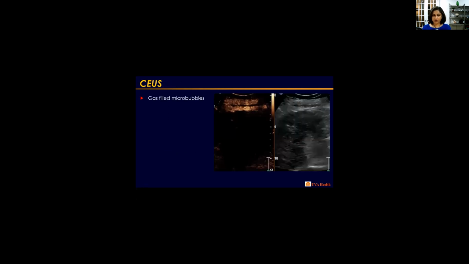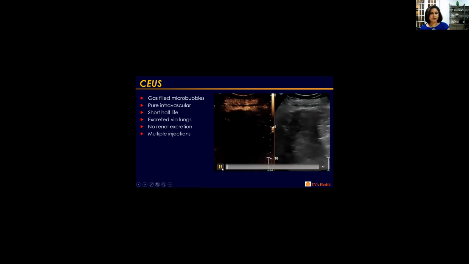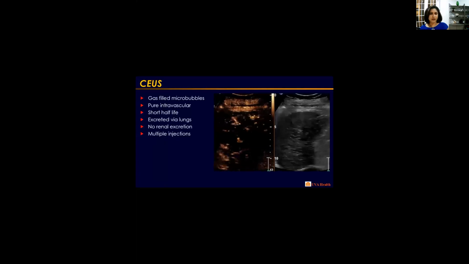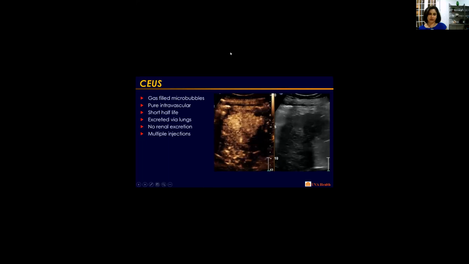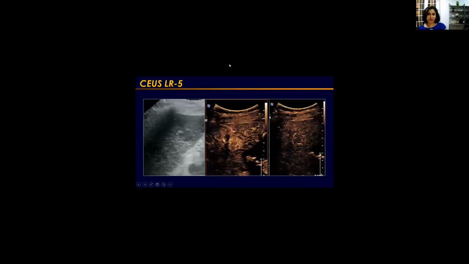These contrast-enhanced ultrasound agents are microbubbles filled with gas, and they're purely intravascular agents. And they have a very short half-life of 30 minutes, and they're excreted via exhalation. So patients who have renal failure, we can safely give contrast ultrasound to evaluate liver lesion and its treatment response. And of course, the dose is given so low that we can do multiple injections to identify different lesions with contrast-enhanced ultrasound. So I want to show you an example.